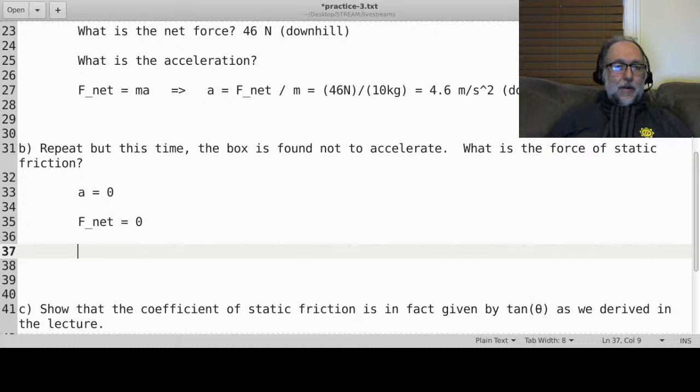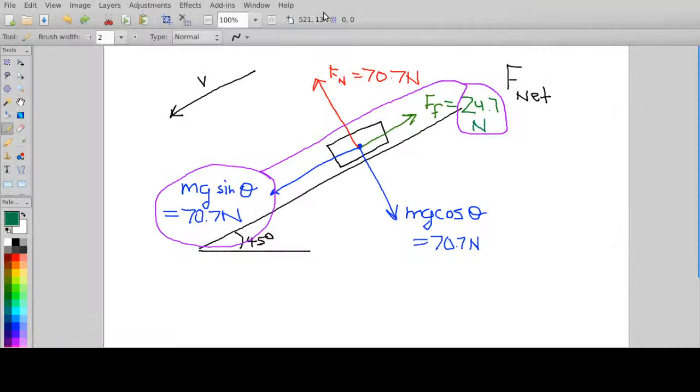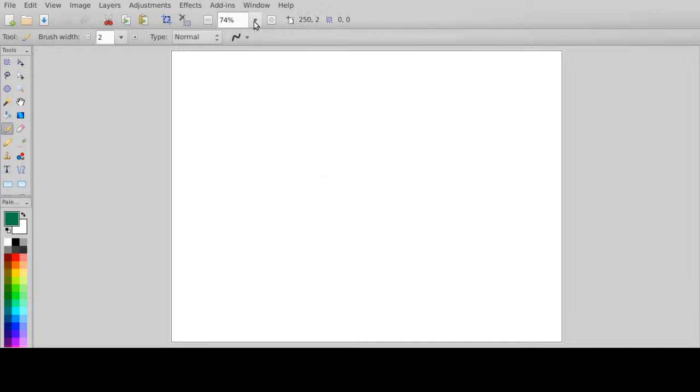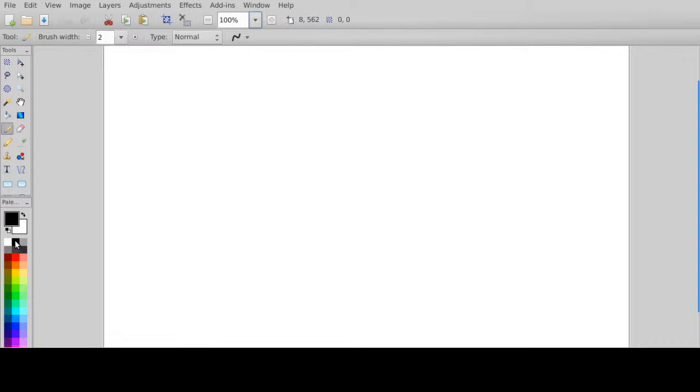Well, now we have to go to the diagram. Let me switch over here to the diagram. This diagram has gotten a little bit messy, so I'm just going to quickly redraw it. Let me create a new one here. All right, like that. There we go. It doesn't take that long to redraw this. There we go. So here's the box like this.